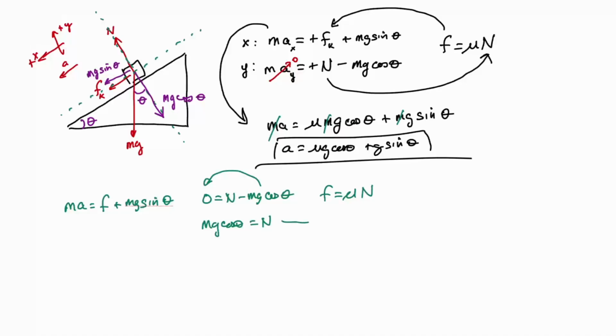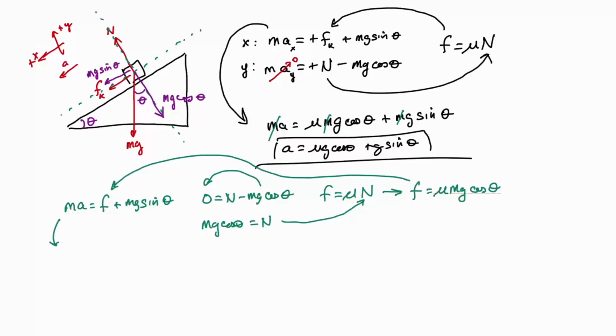And then if I substitute this into here, this is F equals μ mg cosine theta, because normal is equal to mg cosine theta. So now I've got what F is. And then I'm going to take this F, and I'm going to put it right in here. So ma, and then I write what F is. It's μ mg cosine theta plus mg sine theta. Am I going too fast?